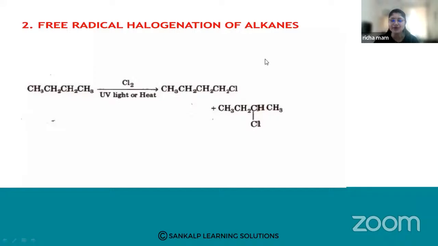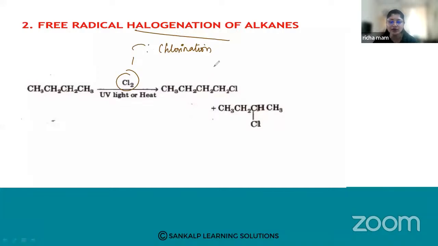So next we are going to see free radical halogenation of alkanes, from hydrocarbons. By free radical halogenation you can do chlorination. You can see here we are using chlorine, so this is a halogenation, and since it uses chlorine, it is a chlorination process.